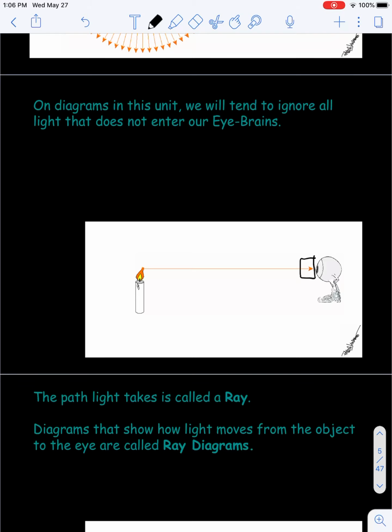So I'm just starting you out now. And if you haven't got yourself a protractor and a ruler, it is so important to have a ruler because we need to have straight lines for this unit.